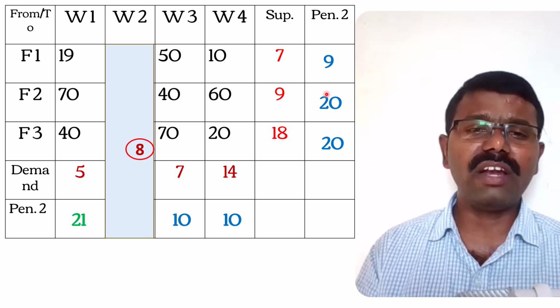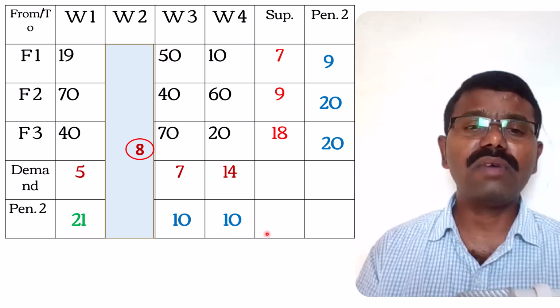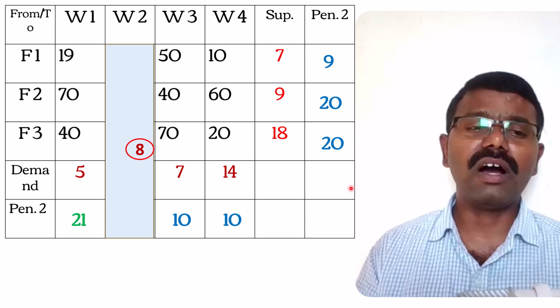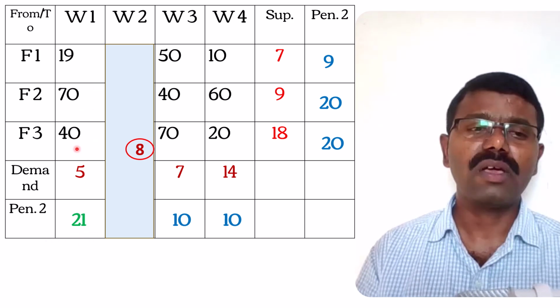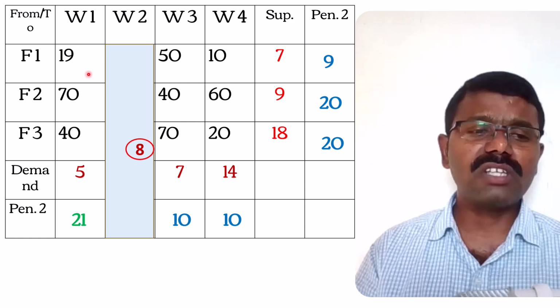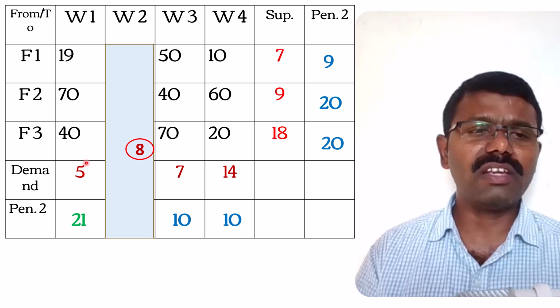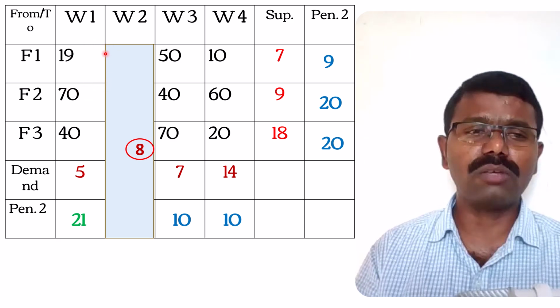Now again you identify which column as well as row is having the highest penalty. The first column is having the highest penalty, so select this column. In this column you identify which cell is having the least cost. So the first cell is having the least cost, so assign as many units as possible to this cell.